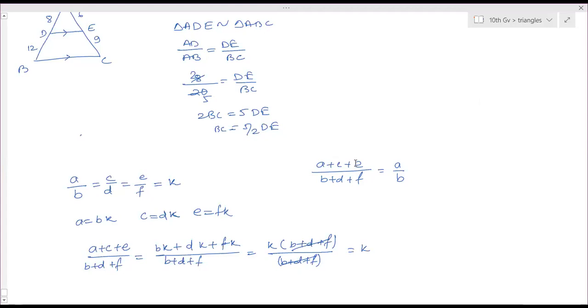A plus C plus E means the perimeter of the first triangle, by the perimeter of the second triangle. That is the same ratio as the side ratio. The perimeter ratio is equal to any corresponding side ratio. Yes. Okay, got it. I got it. Is it 5.4 centimeters? Yeah.